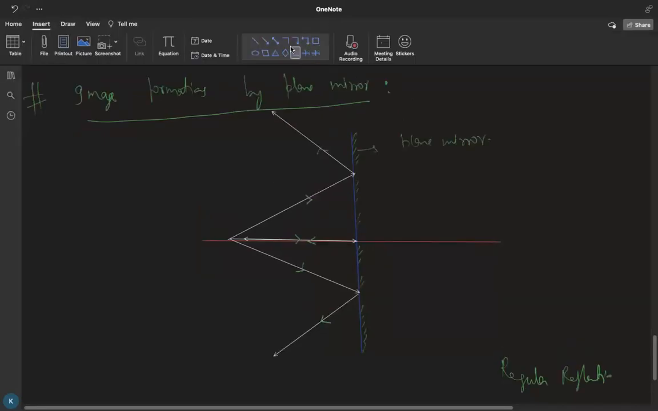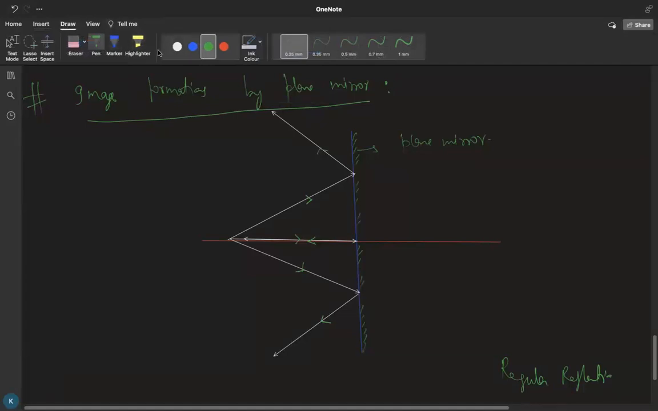Can I insert a dotted line if possible? Okay. I want to draw a dotted line. I think it's not possible. Okay. So let's take some next color to represent the images. Okay. Is it visible? Yeah, it is. So we have to just back extend these rays of light, right? So this is actually our image.